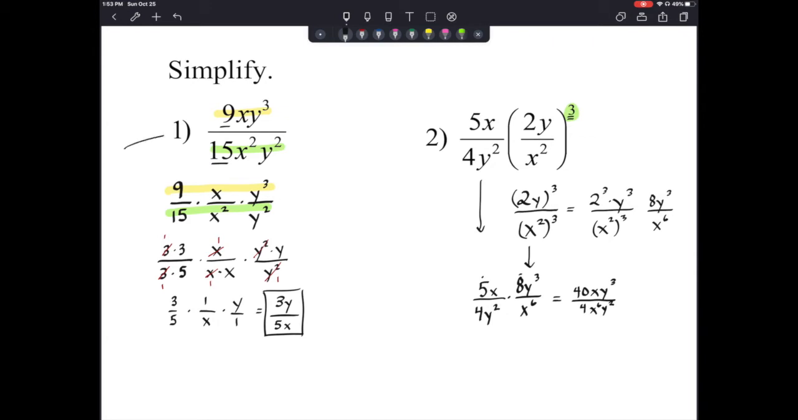Now it kind of looks like this problem from over here, number 1. Right? I know that I have 40 over 4 times x over x to the 6 times y to the third over y squared. Well, 40 divided by 4 is 10. That's in the numerator. When I cancel out one of my x's, I'm going to have 1 over x to the 5th. And I'm going to cancel out my 2 y's here with 2 of these, so that's going to leave me with just a y in the top and a 1 in the bottom. So we end up with our answer being 10 times y over x to the 5th power.